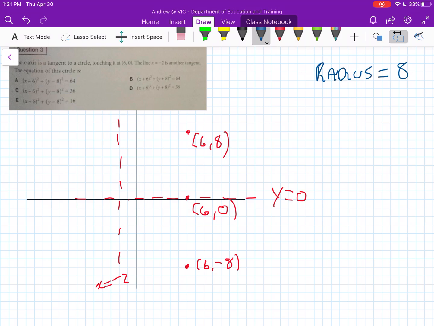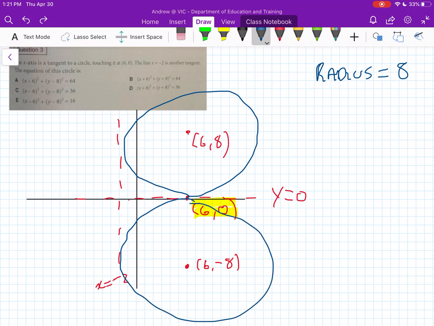Okay, now it can be in two spots at the moment. So this point (6, 0) here can represent either the top or the bottom of the circle. So now you can draw it out if you want to, and forgive my horrible circle here. Okay, so it could be something like this. So with a radius of 8 though, we know that r squared has got to equal 64.